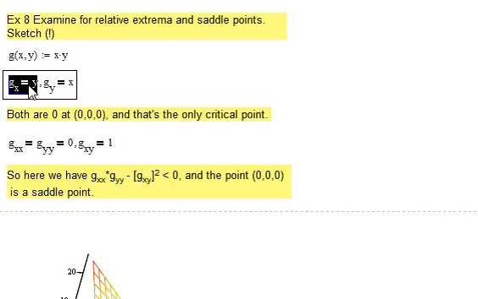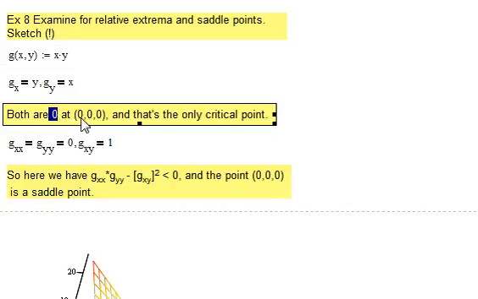The partial with respect to x is y. The partial with respect to y is x. And both are 0 at the point (0, 0, 0). And that's the only critical point, because all these derivatives are nicely defined and exist and are 0 at this point, and that's the only spot.